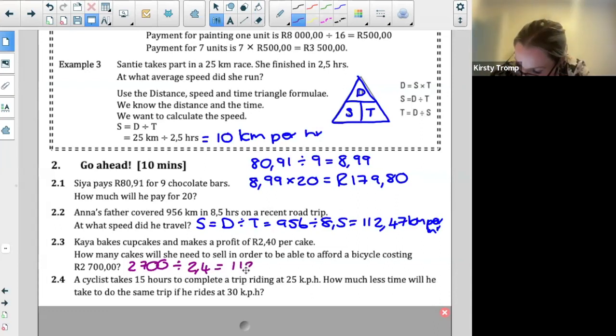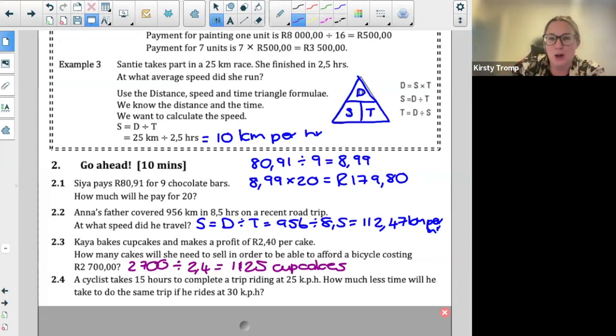1,125. So she has to sell 1,125 cupcakes. Be careful here. It costs 2.40 per cake. So we worked out how much money she needs for her bicycle, divided by how much she makes for each cake. And we worked out that she then needs to sell 1,125 cakes. Does that make sense? Okay, you sure, Itandile?